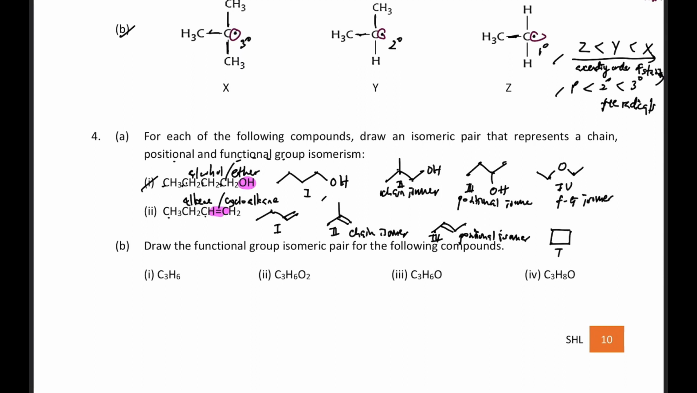So sisa ada 4 karbon. So 1, 2, 3, 4. So kita buat cyclic saja. Yeah, that's it. So number 4. This is functional group isomer. Okay, so settle number 2.